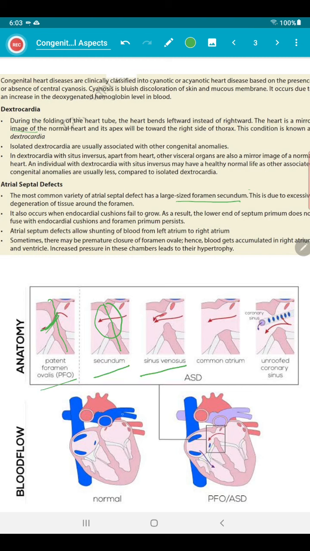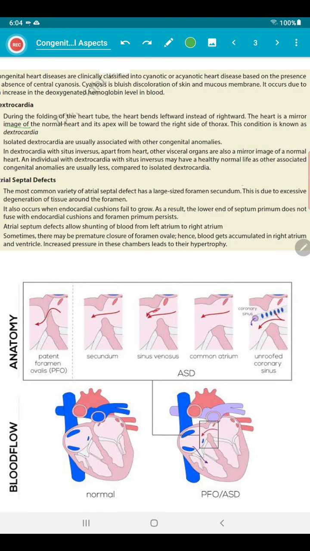This is foramen secundum type. This is sinus venosus type. This is a common atrium, where the whole atrium is a single atrium, and unroofed coronary sinus. So all these four or five types of atrial septal defect, of which the foramen secundum type is the commonest one. You will have to remember that. During MCQ, or in viva, you may be asked by your external. This is due to excessive degeneration of the tissue around the foramen.